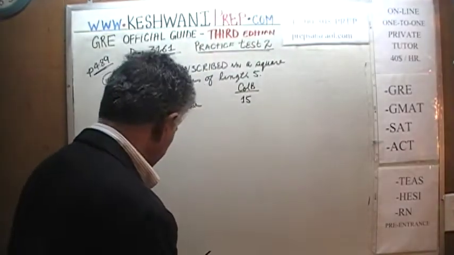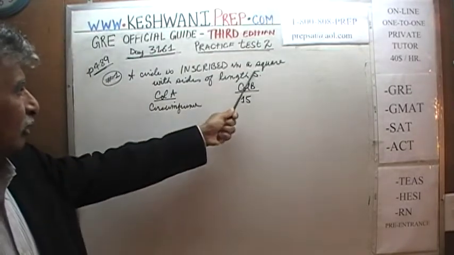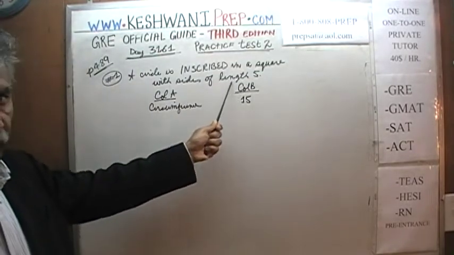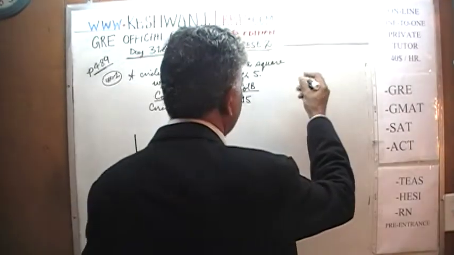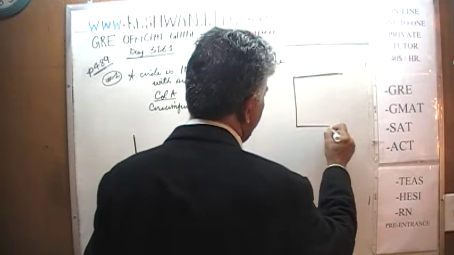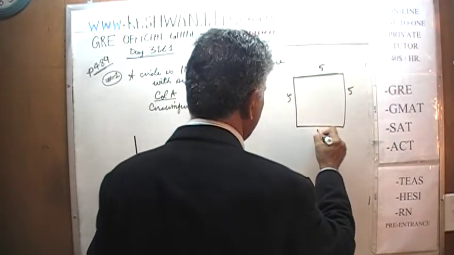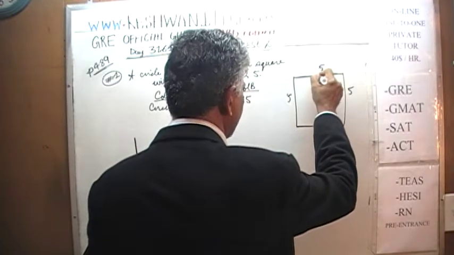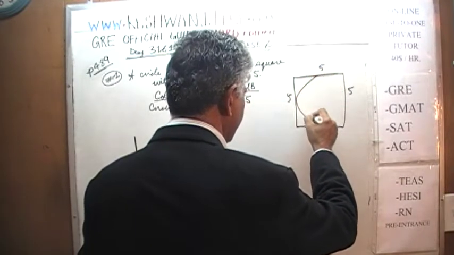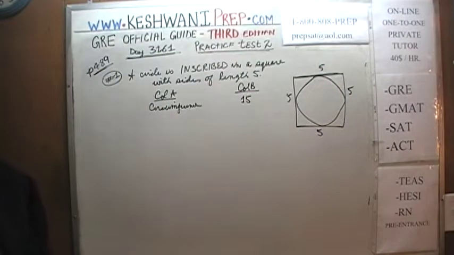Problem number 1 says that we have a circle that is inscribed in a square with the sides of length 5. So let's do that first. Let's draw a picture here. Let's first draw a square with the sides of 5. It has the sides of 5 everywhere. And we're going to inscribe a circle inside it, which means this is going to be tangent. There we go. What a beautiful looking circle.